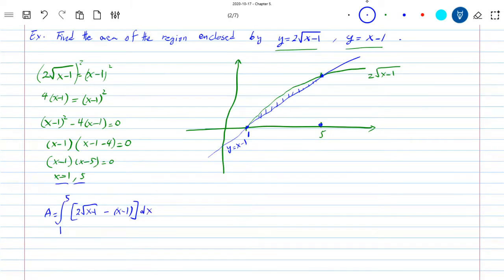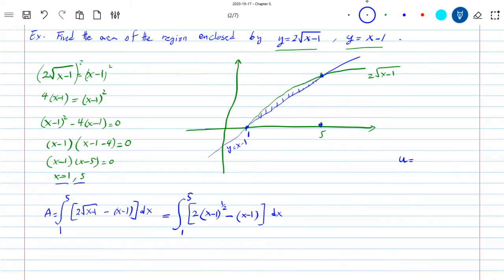You notice that this is not that easy to calculate. Let me first rewrite this a bit more clearly. From 1 to 5, 2 square root of x minus 1 minus, instead of that, I'm going to write this power 1/2 minus x minus 1 dx. Okay, we can calculate the antiderivative of that, but the problem is we cannot calculate the antiderivative. This one's simpler. So what we need to do is we use substitution.